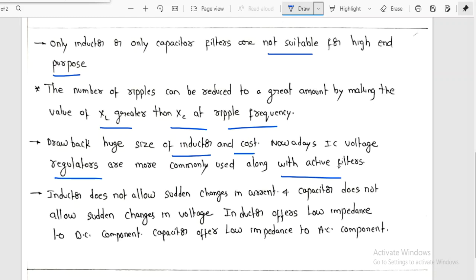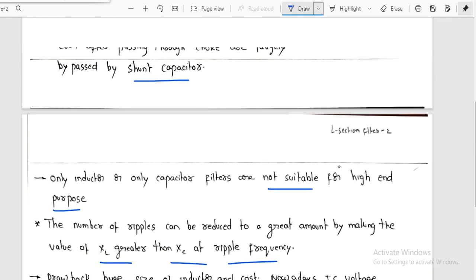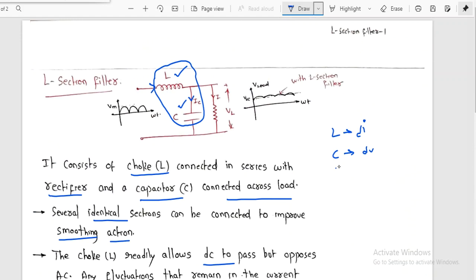One previous basic is that the inductor does not allow sudden changes in current and the capacitor does not allow sudden changes in voltage, and the inductor offers low resistance to the DC component and the capacitor offers low impedance to the AC component. That is the reason why, first of all, we block the AC component by connecting this inductor or choke in series with the rectifier output, and if any further AC component is present, that will be bypassed through this capacitor, which offers low resistance or low impedance to the AC component.